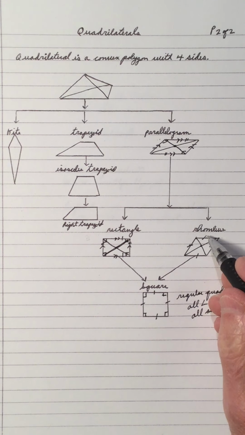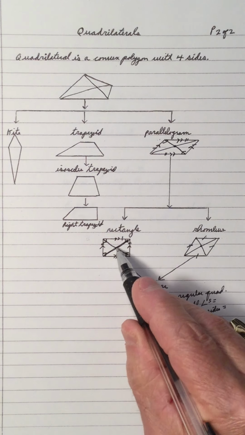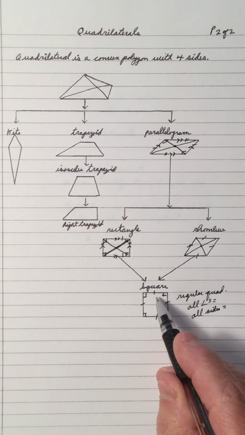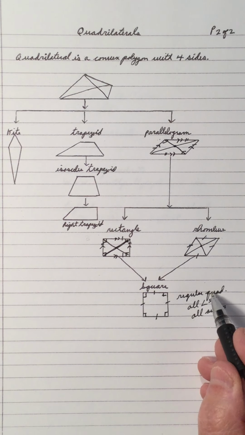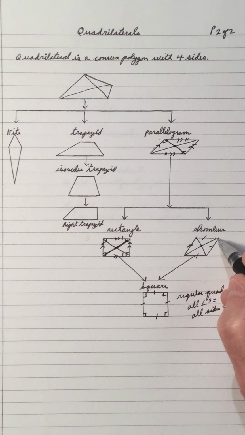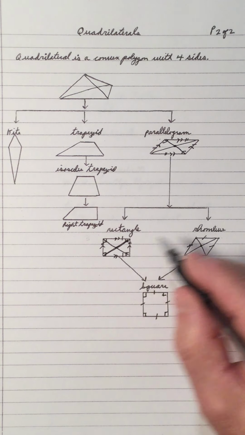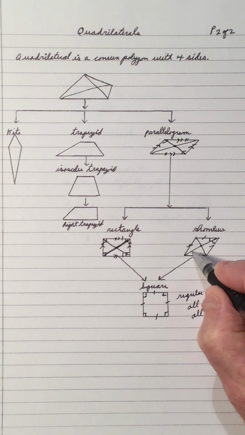So a rhombus has all sides equal. A rectangle has all angles equal. So when you put the two of them together, all sides equal and all angles equal, you have a square. A square is a regular quadrilateral. And I forgot to mention that in a rhombus, the diagonals are not equal, but the diagonals bisect the angles.